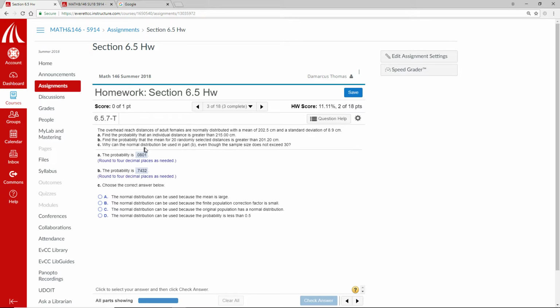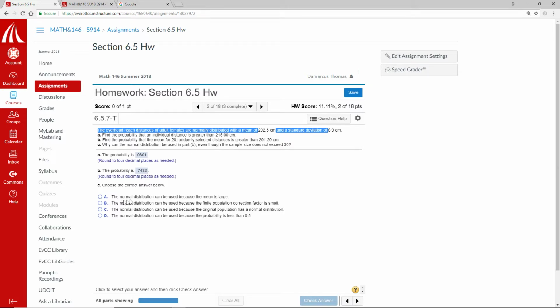Why can the normal distribution be used in part B even though the sample size does not exceed 30? Well, this is more of a technical question. It really all depends. So 20 is okay. It doesn't exceed 30, but what we could say was that the original data set was normally distributed. So if the original data set is normally distributed, the sampling distribution of any size will still be normal.